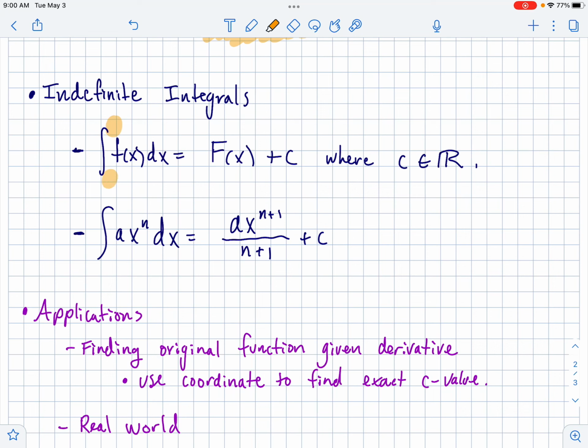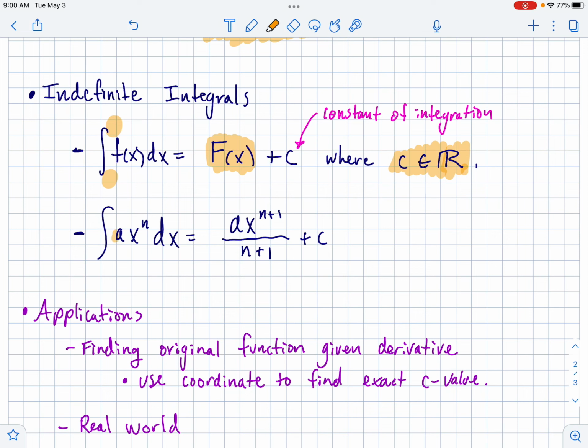Indefinite integrals. Notice there are no starts and stops on the bottom. That's just a general antiderivative. So you take your antiderivative, but then you got to put this guy on the end. This is your constant of integration. Remember, the constant of integration is just any real number. It can be decimals, it can be fractions, it can be negatives, whatever. But in general, we just call it lowercase c.